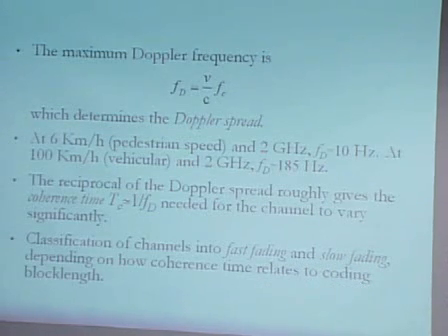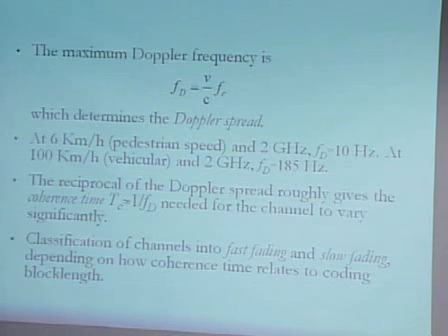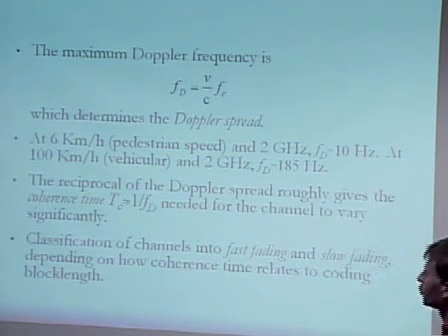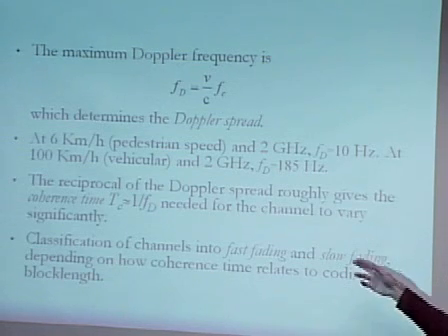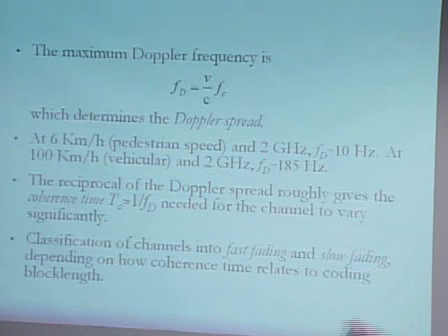But the point here is that we're going to be sending data encoded into blocks. Okay? So if the coherence time is much shorter than these blocks, then we have a fast fading channel. If the coherence time is longer than these blocks, then we'll have a slow fading channel.